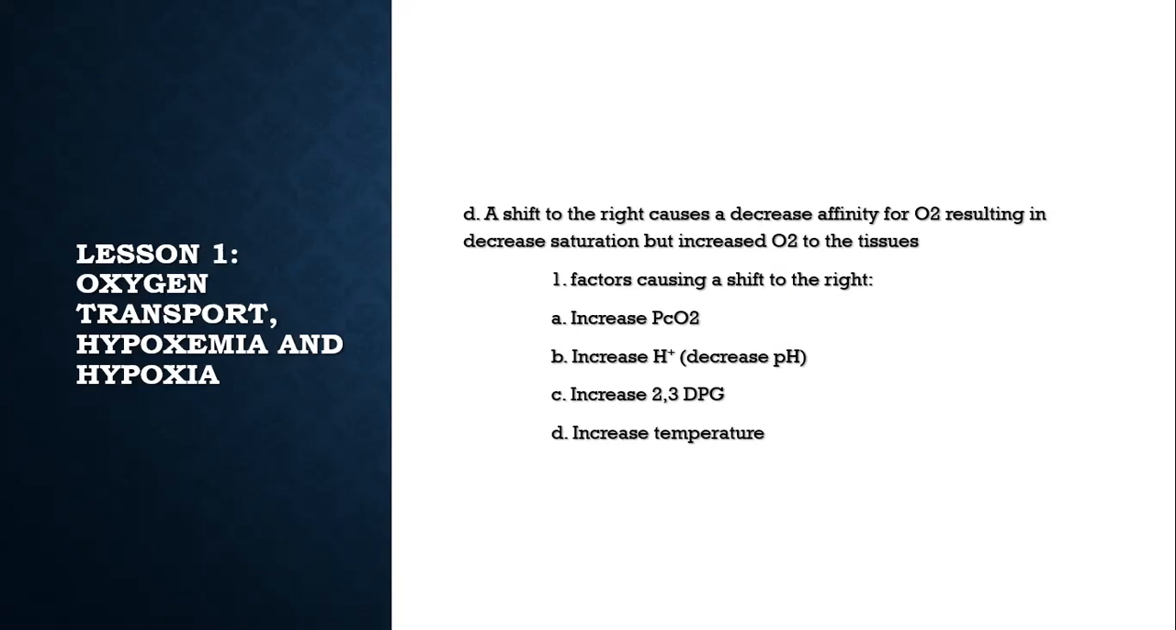So the hemoglobin lets it go to the tissue. When it shifts to the right, you have a decrease in saturation of the hemoglobin, because it gave it up. So you have a decreased saturation for the hemoglobin, but the tissue's oxygen increases because you just gave it to it. And so these are the factors. What are all the things that cause it to not want oxygen? Remember I said if CO2 comes around, what happens?